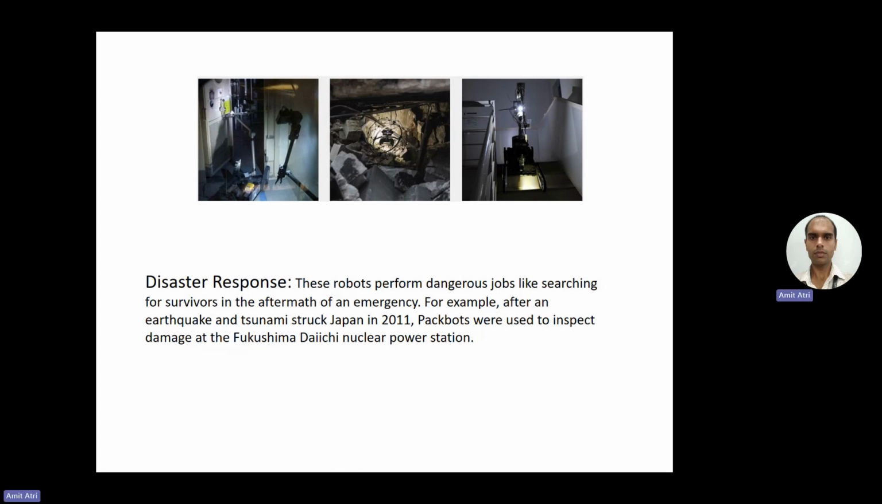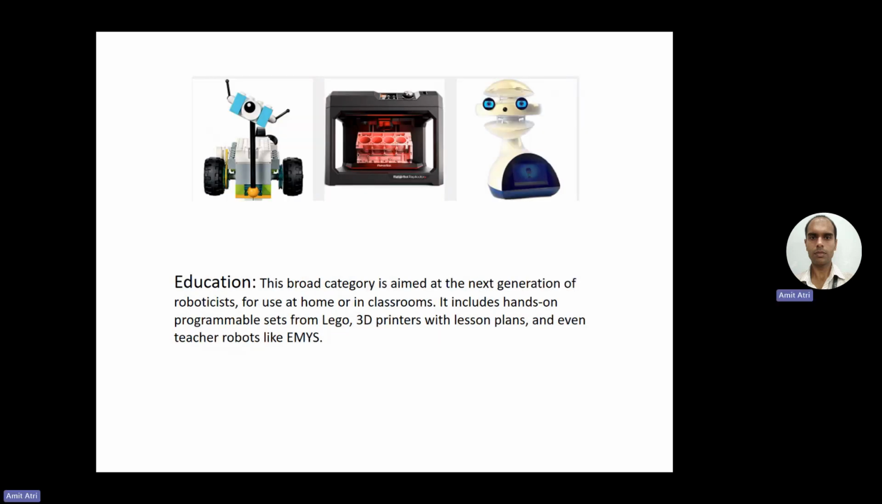So the next sector is education. They can be like a teacher, some sort of guide as well. This broad category is aimed at the next generation of robotics for use at home or in the classroom. It includes hands-on programmable sets from Lego and 3D printers with lesson plans. They are intelligent, they can operate, and there are even teacher robots like the ANSYS.